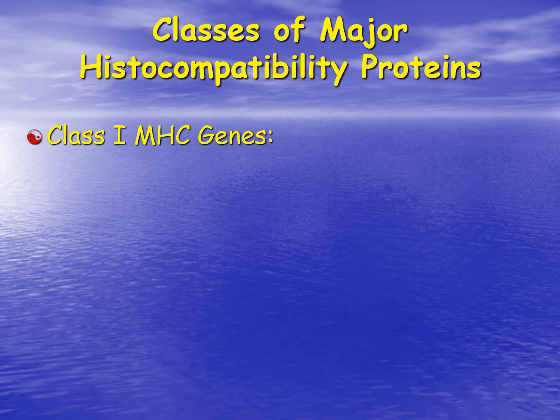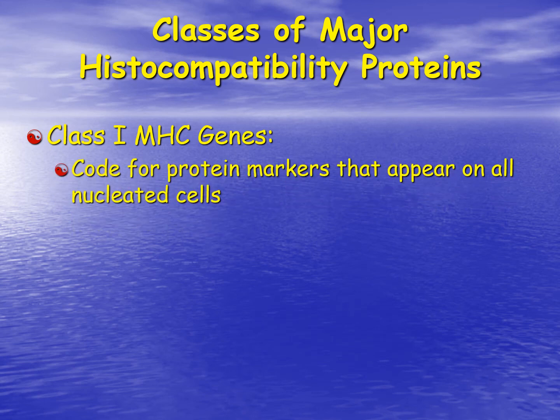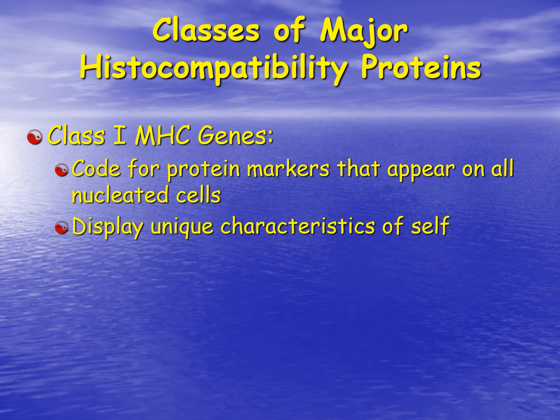Class 1 MHC proteins are actually coded for by a group of genes on chromosome pair number 6, and these code for protein markers that appear on all of the body's nucleated cells. So only the mature erythrocyte and perhaps the platelet, since it is not actually a full cell, will not have these self markers. These class 1s actually display the unique characteristics of self. And so these literally are our self markers found on all our cells except again for the erythrocyte.